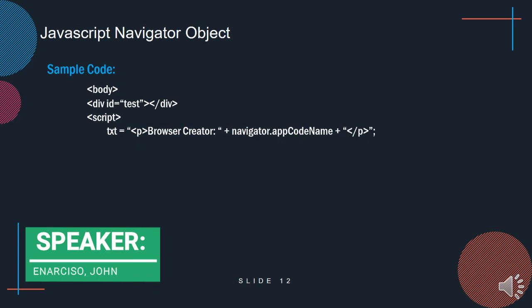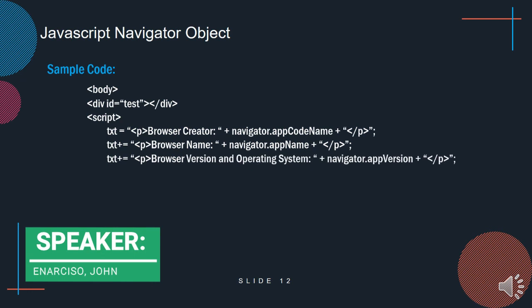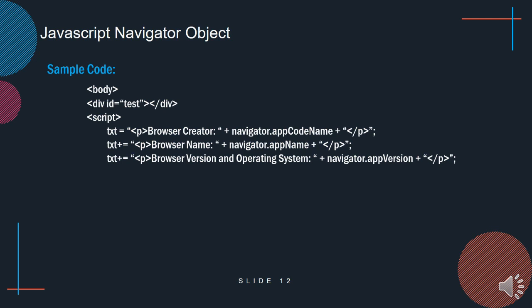The navigator.appCodeName will display the browser creator, for example, Microsoft or Mozilla. The navigator.appName will display the browser name like Internet Explorer or Firefox. The navigator.appVersion will display the version number of the browser, usually a numerical value, and will also return the base operating system like 5.0 Windows. The navigator.cookieEnabled property will display whether the browser has cookies currently enabled. This will return a Boolean value of true or false.